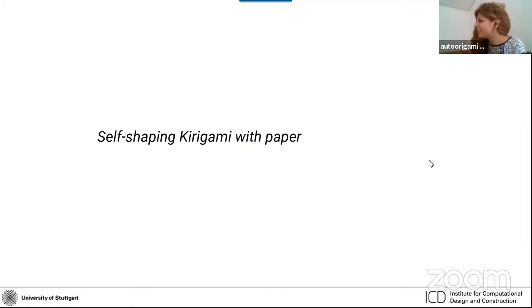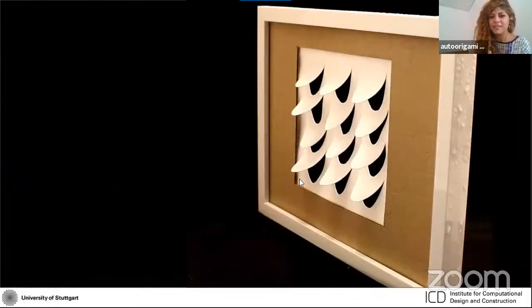And here, which is most relevant to us right now, is self-shaping Kirigami with paper. And I'm going to show you two examples here. The two examples I will show are included in that Kirigami patterns Rhino file. So if you want to get the pattern and try it yourself, you can do that. What I'm going to show you in this slide is this prototype, how I made it and how it's working. So let's first take a look at the video.